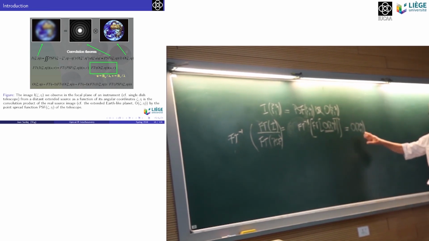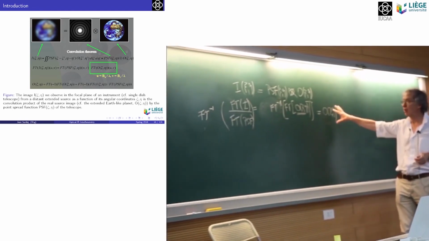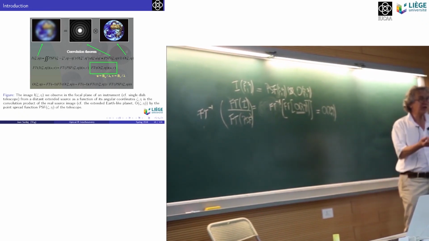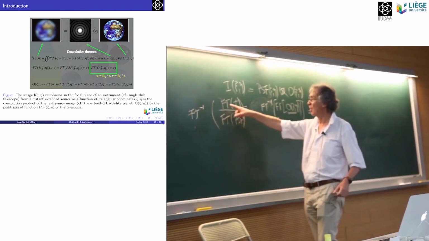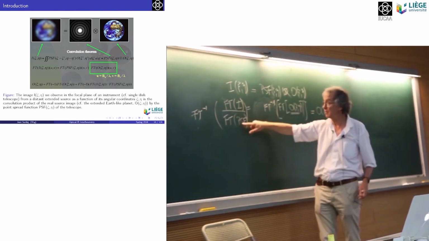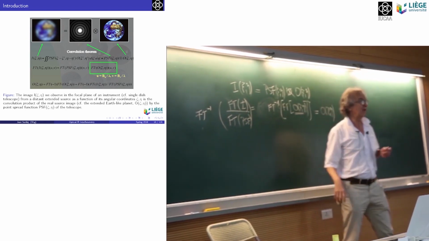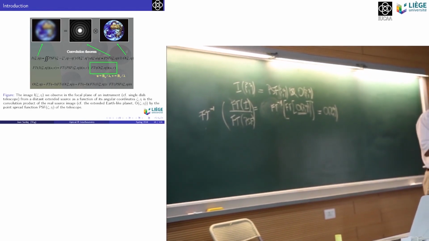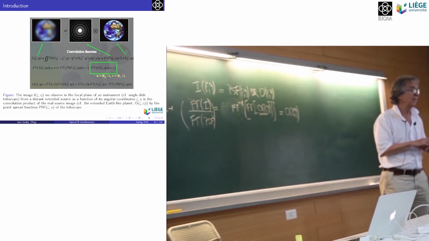So this equation seems to show that in principle you could recover the real intensity distribution of the extended object by taking the inverse Fourier transform of the Fourier transform of your observation divided by the Fourier transform of the PSF. And this would work if you had a very good coverage of the UV plane in spatial frequencies. But usually this is very difficult to achieve.